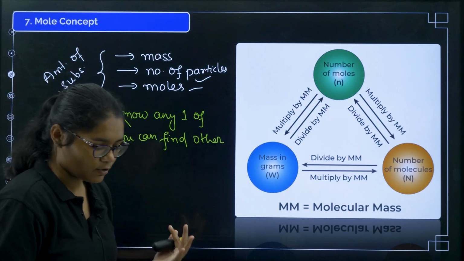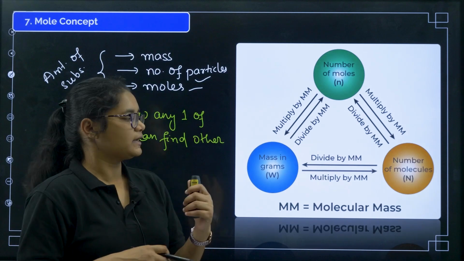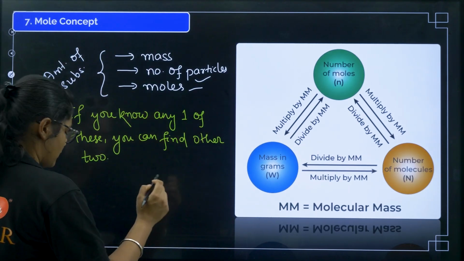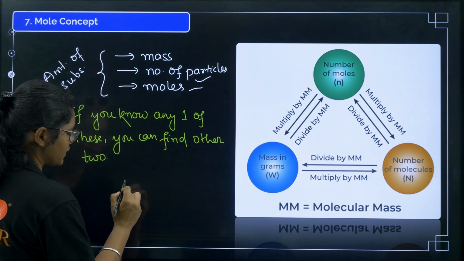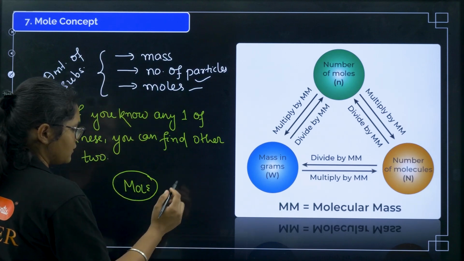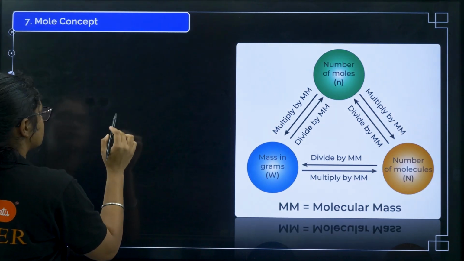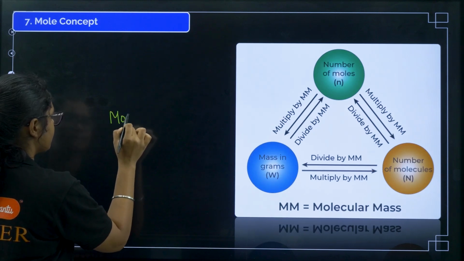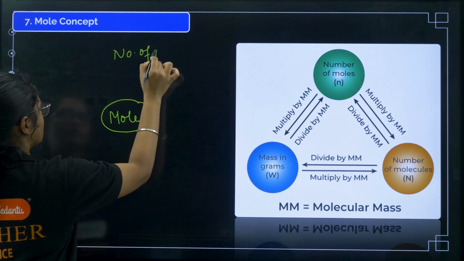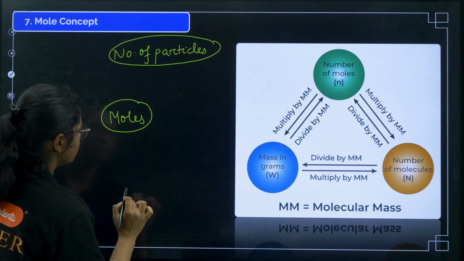Okay, now how to do this? There is a trick or a formula that we need to know. Clear? So now I'll make a table and we'll understand in that way. First of all, at the center you should keep moles. Okay, let me erase it and we'll do it clearly. So now here suppose we have moles, and we have number of particles, and we have mass.